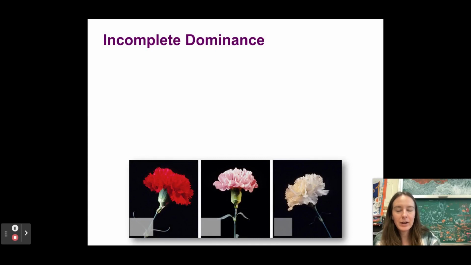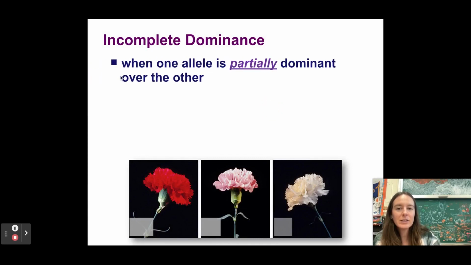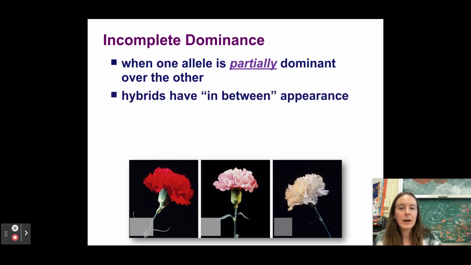So one example is incomplete dominance, and this is where if you have two alleles for one gene, so let's say we're talking about flower color, one allele is partially dominant over the other. So none of them really take over completely, and none of them are totally dominant. They're kind of a hybrid or in between or a blending appearance. So when you think incomplete, think, okay, the dominant allele isn't fully doing its job completely. The recessive allele is also basically asserting its dominance as well.